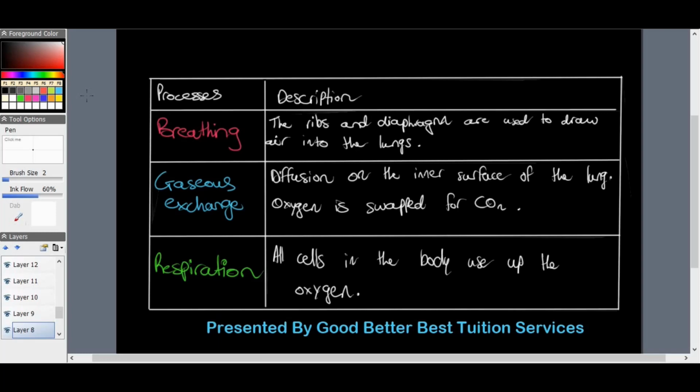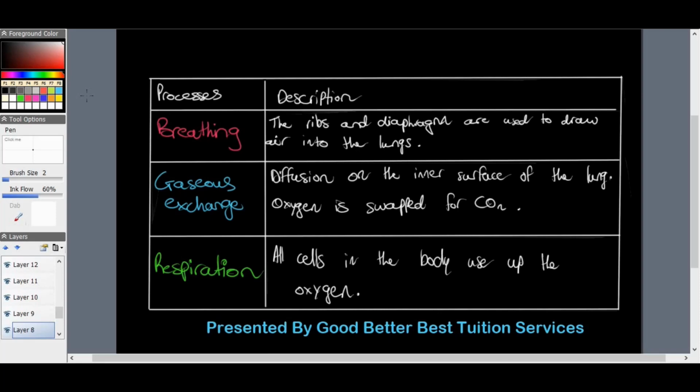Then, of course, once the breathing has taken place, at the same time there's a gaseous exchange, which happens by diffusion on the inner surface of the lung or our lungs. Oxygen from the oxygen-rich air that is breathed in would be swapped for carbon dioxide. So obviously the lungs and our body swap out carbon dioxide for oxygen, to trade places.